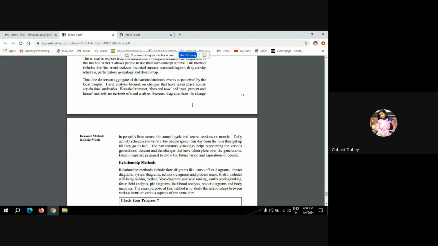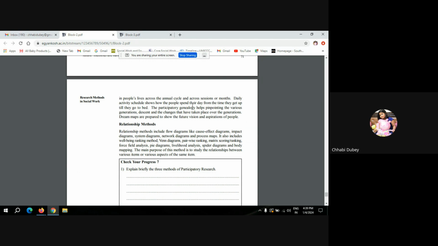After that, we come to the relationship methods. Relationship methods include flow diagrams, which may show cause-effect diagrams, impact diagrams, system diagrams, network diagrams, and process maps. All these are used as part of the relationship methods. Apart from this, there are other methods also, like the ranking method, Venn diagrams, pairwise ranking, matrix scoring or ranking, pie diagrams, livelihood analysis, and spider diagrams. All of these various aspects of mapping and diagrams are used in relationship methods.